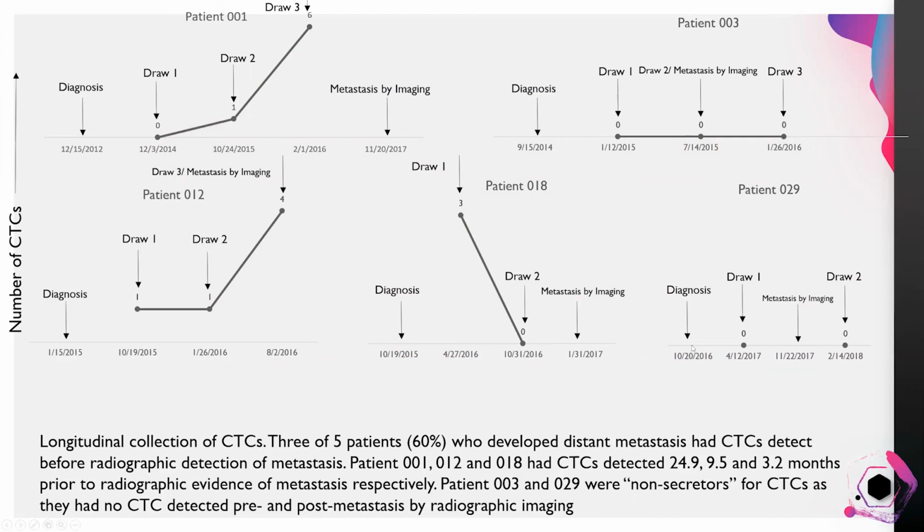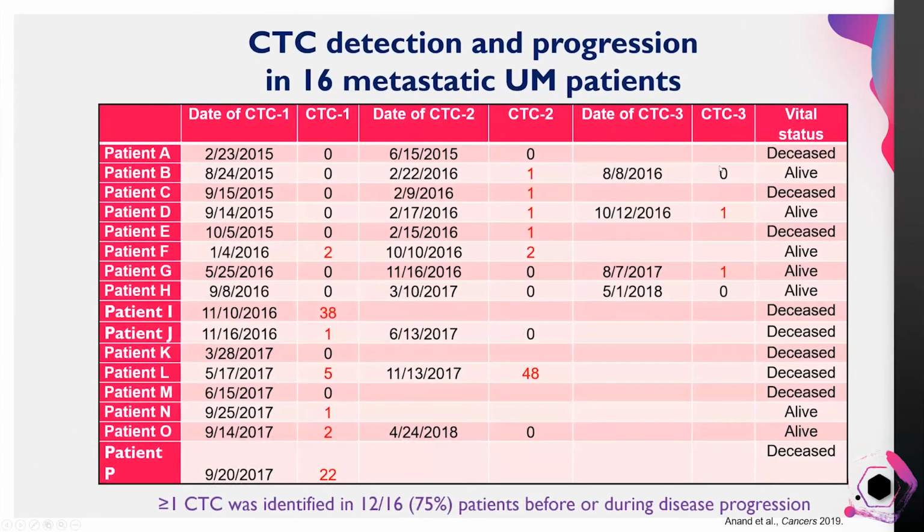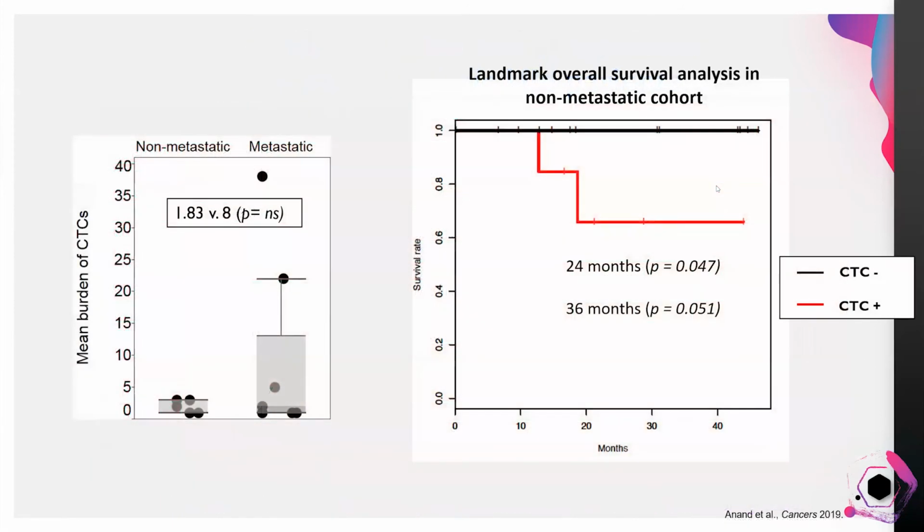And then we have a couple of non-secretors here. If you look at patients 3 and 29, these patients had never secreted circulating tumor cells, staying at 0, yet they developed metastatic disease. So you could be a non-secretor. But again, in 75% of patients, we found it before or during disease progression.